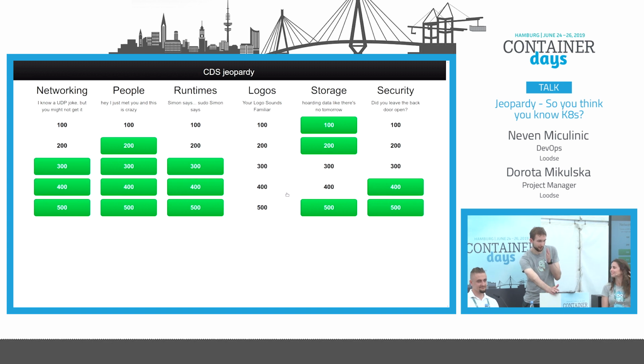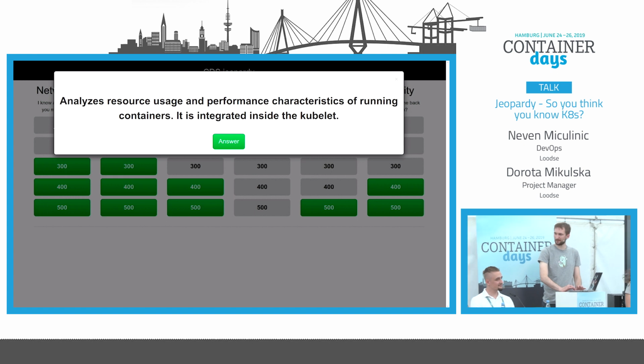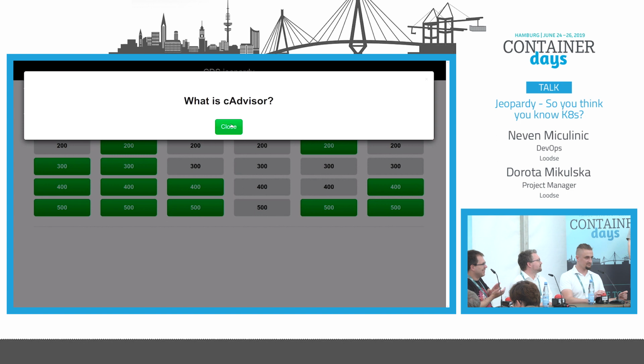I mean, let's take runtimes for 300 then. Runtimes for 300. Analyzes resource usage and performance characteristics of running containers. What is cAdvisor? Yep. Nice.